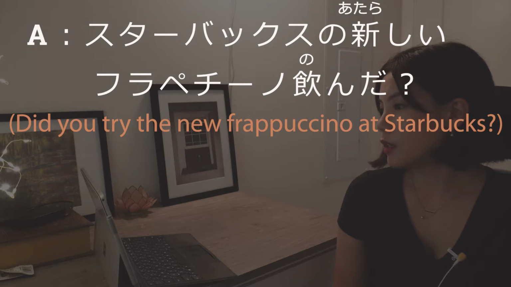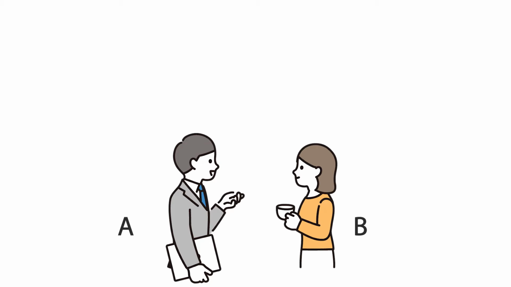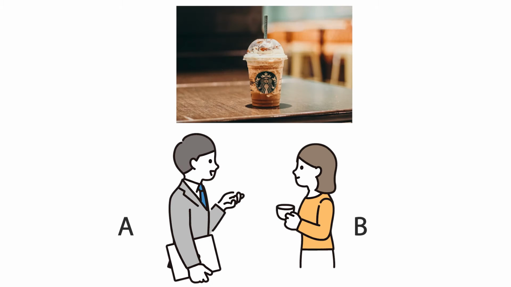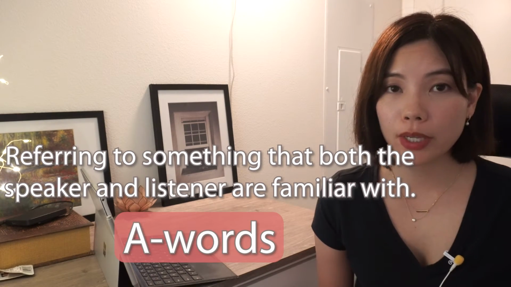Okay, so we've learned when to use ko words and so words so far. Now let's look at some examples of using a words. スターバックスの新しいフラペチーノ飲んだ？あれはあんまり好きじゃなかったな。Here, B is referring to something that both A and B are familiar with, which is the Starbucks drink. So A and B have a somewhat similar distance to the topic. In this kind of situation, a words are the most appropriate ones to go.